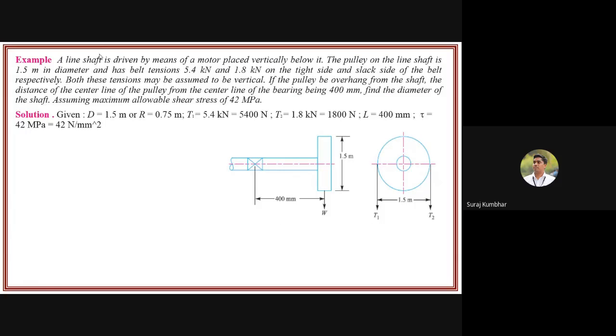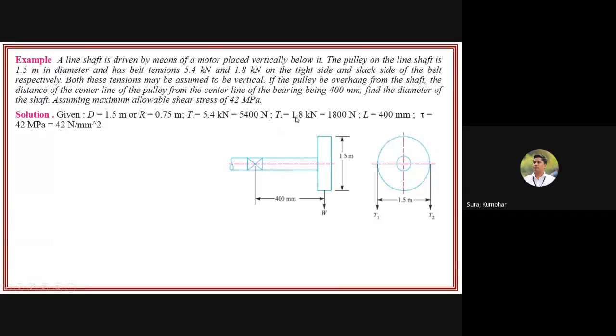Now, what is the given data? D, that is capital D, is 1.5 meter. That D is the diameter of that particular pulley. It is already given as 1.5 meter, so the radius is 0.75 meter. T1 is 5.4 kilonewton, that is the tight side of that particular belt, which is 5,400 Newton.